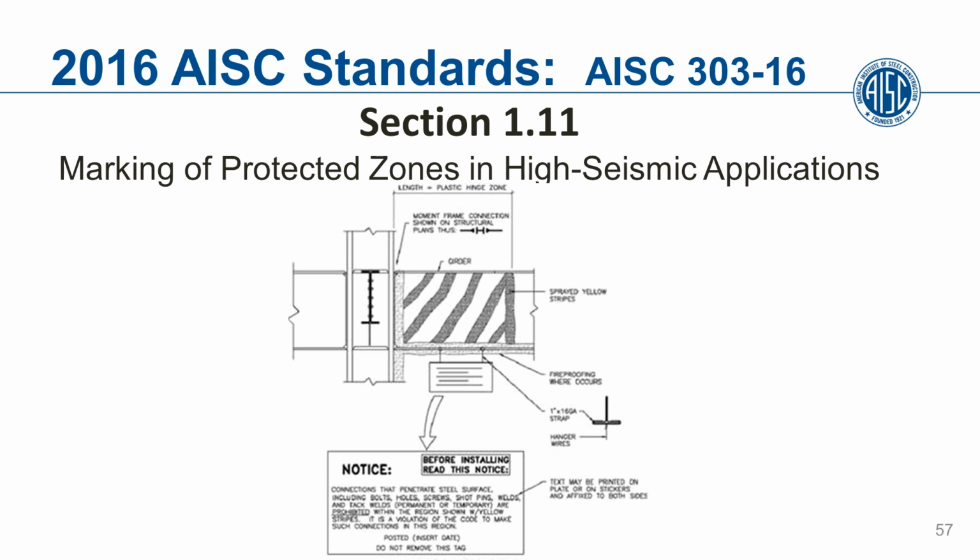So there's now a requirement in Section 1.11 that you have to permanently mark those areas. They can be permanently marked with paint. They can be permanently marked with a sign. There's a number of different ways these can be marked. You can be creative in how you mark these, but these areas have to be permanently marked in some manner, maybe on top of the fireproofing, maybe with a sign. It's up to you to determine it, but it's now required to be permanently marked for the life of the building.